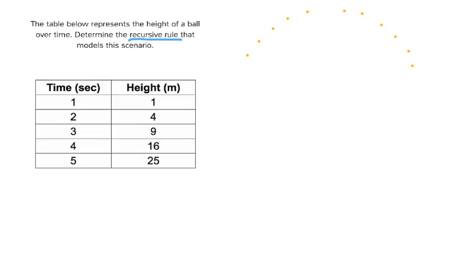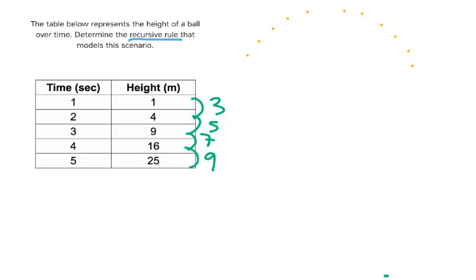So in order to do this for a quadratic equation, we're going to find the differences between these values. From 1 to 4, the difference is 3. We add 3. From 4 to 9, we add 5. From 9 to 16, we add 7. And from 16 to 25, we add 9. So that's the first difference.